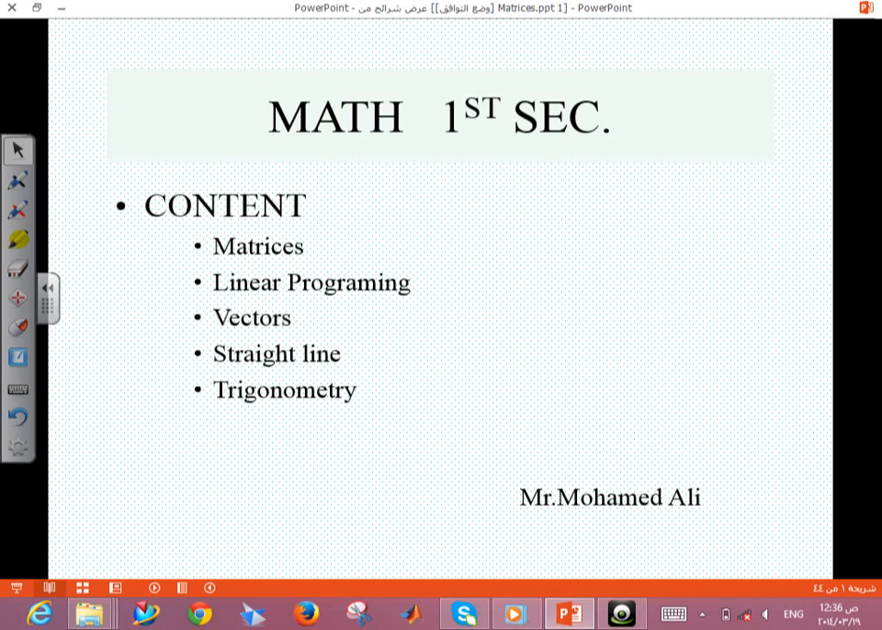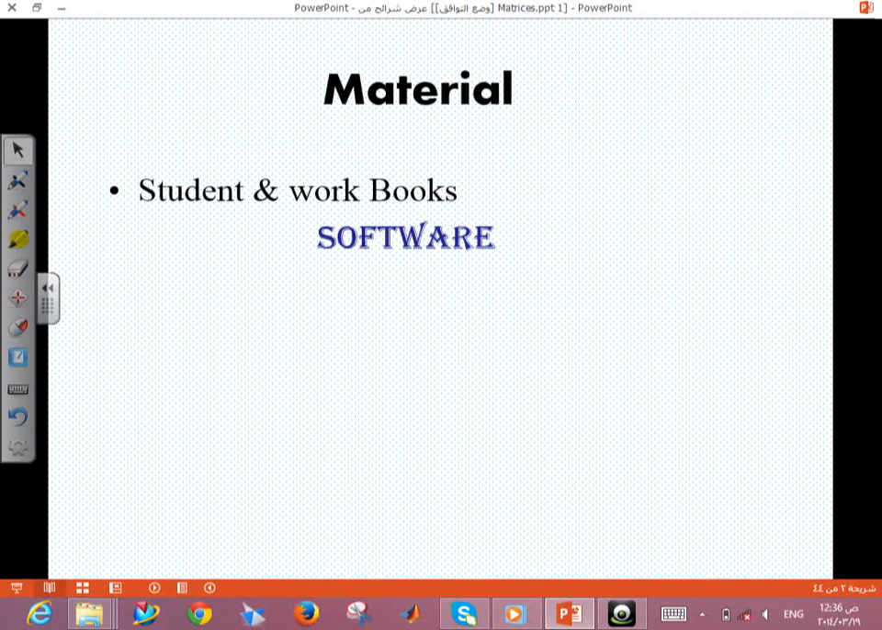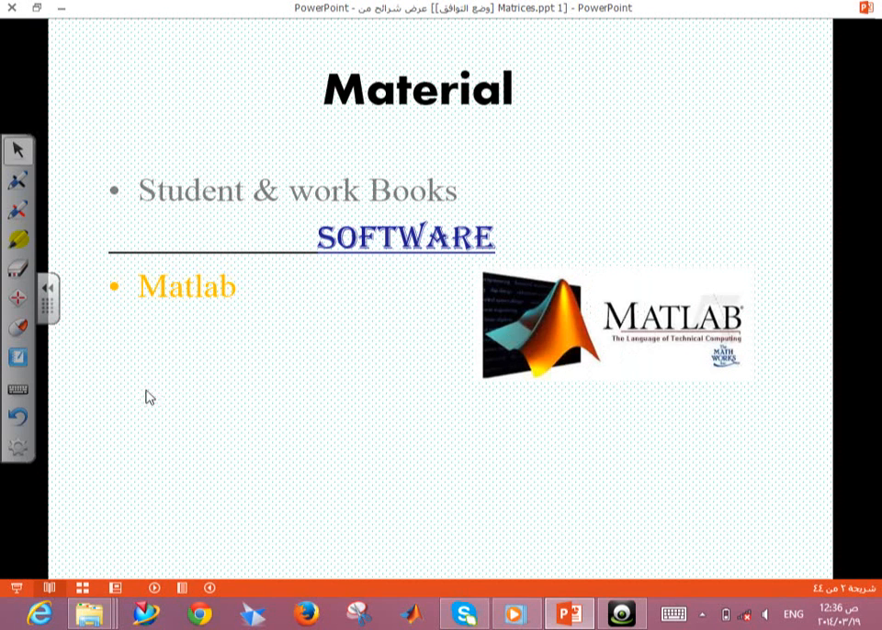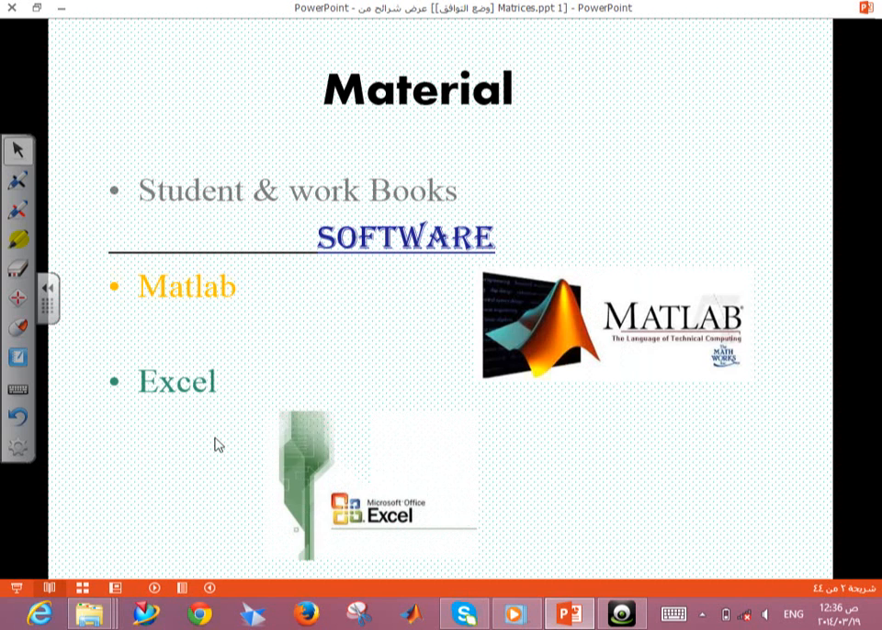Here I am Mr. Muhammad Ali. Okay. Let's see the material. We will study with the students and workbook. We will take some software to do these courses, like MATLAB and Excel. Okay.